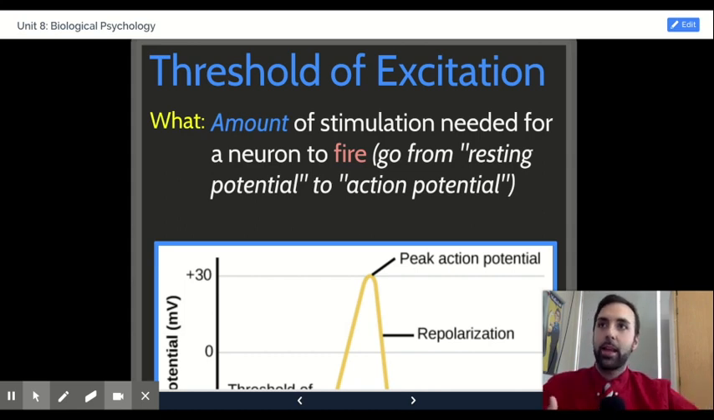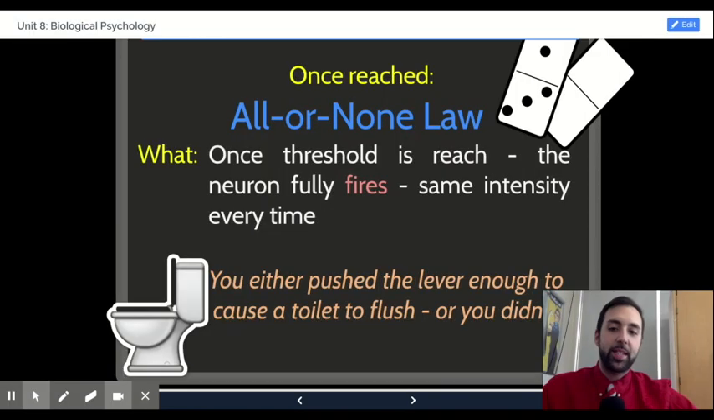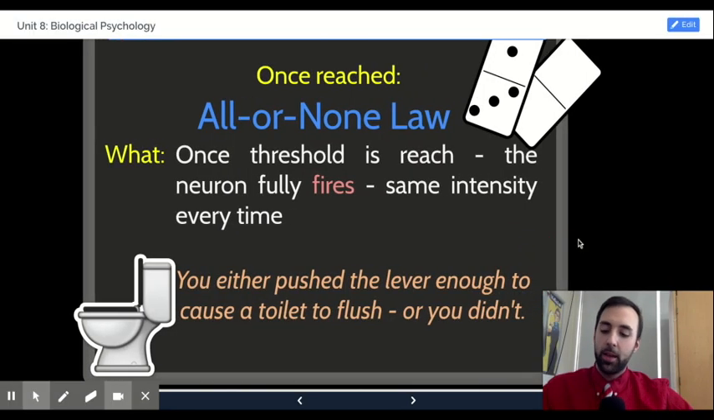And it works a lot like a toilet flush. Really emphasize that toilet comparison. When you flush a toilet and you pull the lever down, it doesn't matter if you put the minimum amount of pressure to produce the flush, or if you hit it as hard as you can, each flush is going to have the same level of intensity.